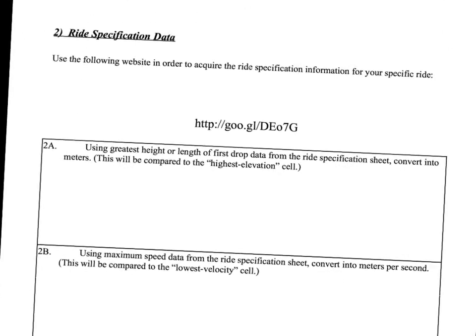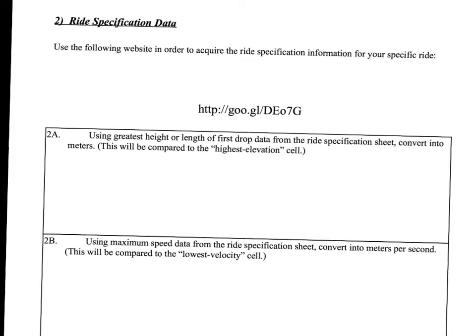In addition, you're going to want to look at this website. This website is going to actually give you the specific information about your ride, about how you can go and find the greatest height and the maximum speed, and those will be the expected values for your ride. So you're going to want to find the greatest height, maximum speed, and then you want to convert them into metric units. So that's going to be the first step.